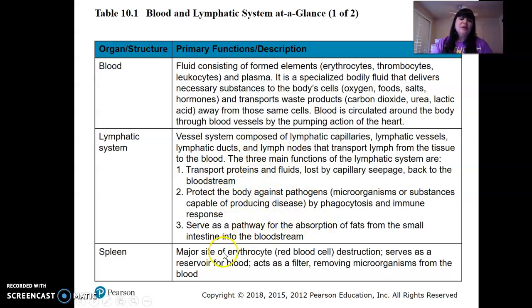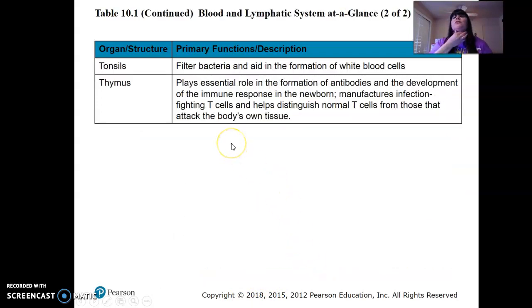And then in this chapter, they talk about some major organs. The spleen is a major organ for red blood cell destruction and filtering, removing microorganisms. Tonsils, we've heard of the tonsils, yes? They're kind of like big, large lymph nodes. They filter the bacteria. Thymus, I don't know if you've heard of the thymus, has an essential role in the formation of antibodies and immune response, and makes T cells. T cells are a type of white blood cell. That's part of your army to defend against foreign invaders.